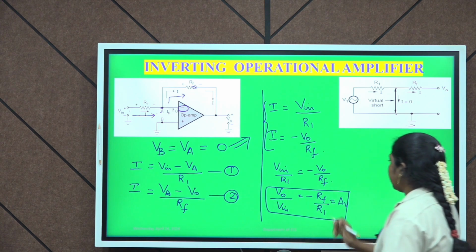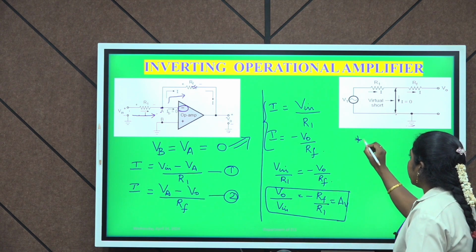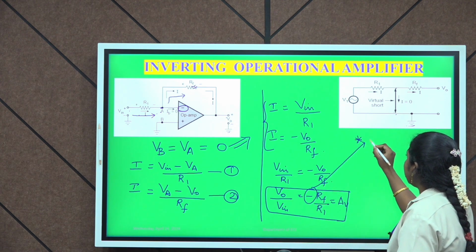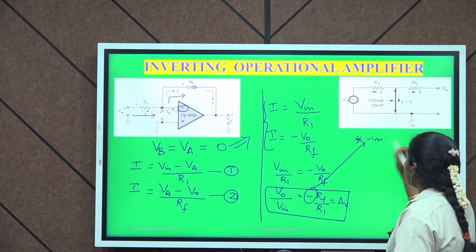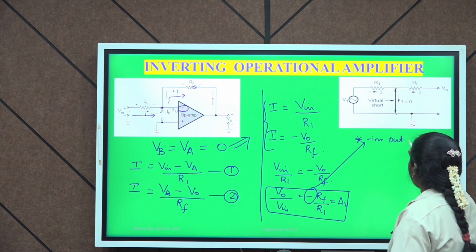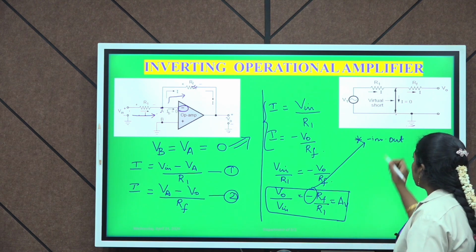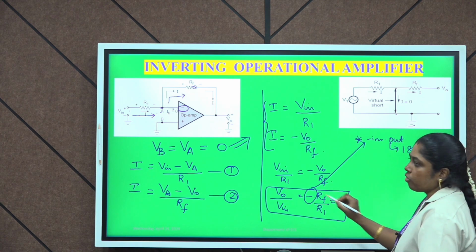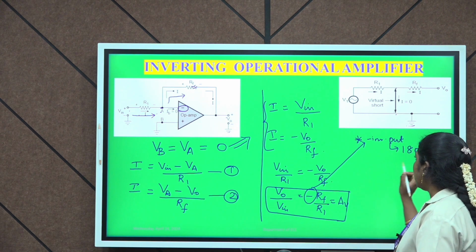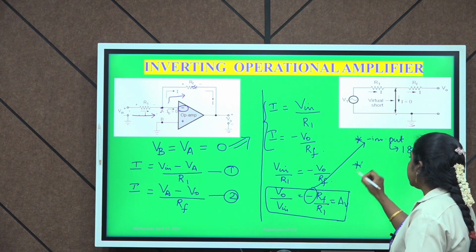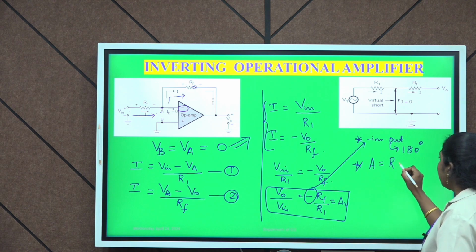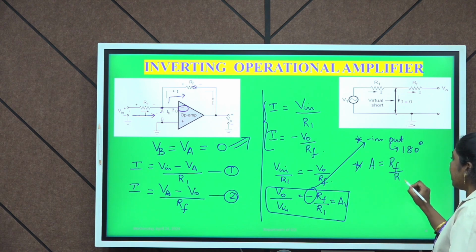From this equation, several inferences can be made. First inference: the negative sign indicates the inverted output of the operational amplifier. This shows there is a 180-degree phase shift at the output with respect to the input. Second inference: the gain of the operational amplifier depends upon the feedback resistance as well as the input resistance.